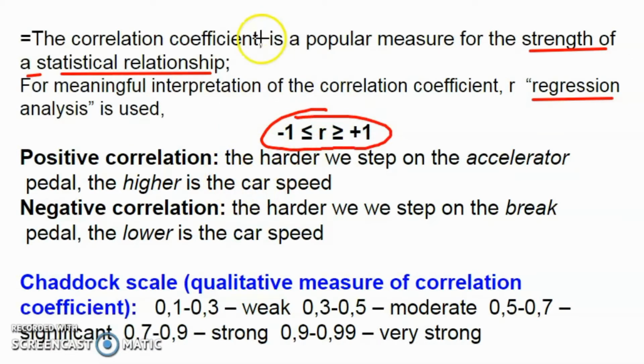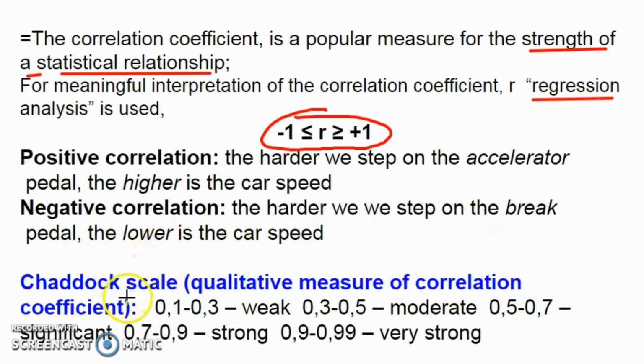Positive correlation, example, plus: the harder we step on the accelerator pedal, the higher is the car speed. Negative correlation: the harder we step on the brake pedal, the lower is the car speed.